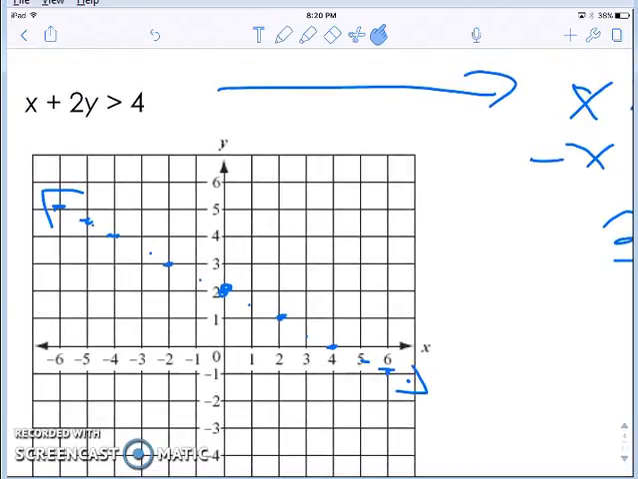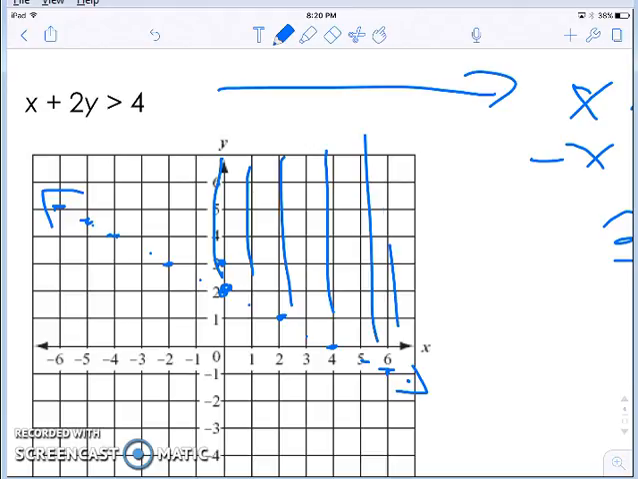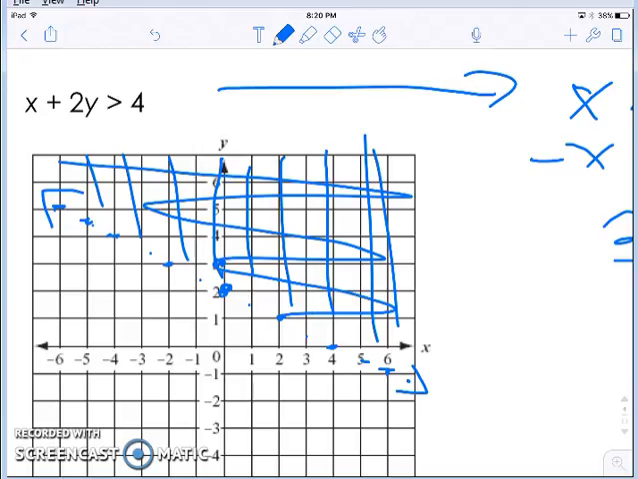And this says y is greater than. Well, where is y greater? From 2, y is greater at 3. So above, y is greater above. So we shade above. And this is the region that's the solution.